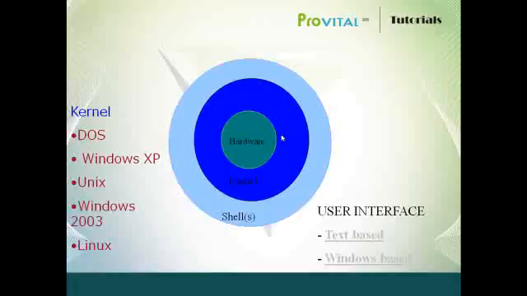Just here with the graphical representation, we can understand the hardware, the kernel and the shell. The kernel here is DOS, Windows XP, Unix, Windows 2003, Linux. Okay, and the user interface, that is text based and window based.